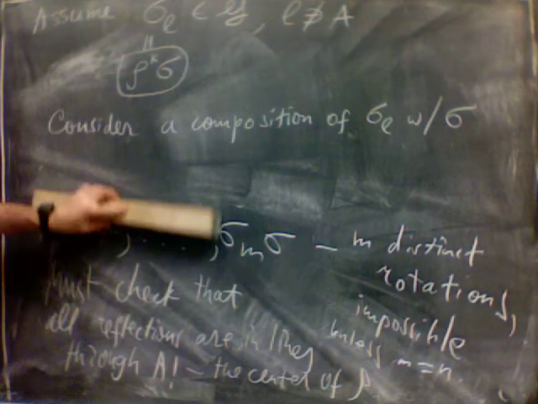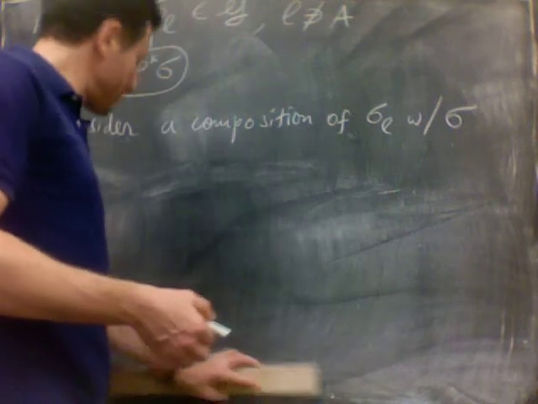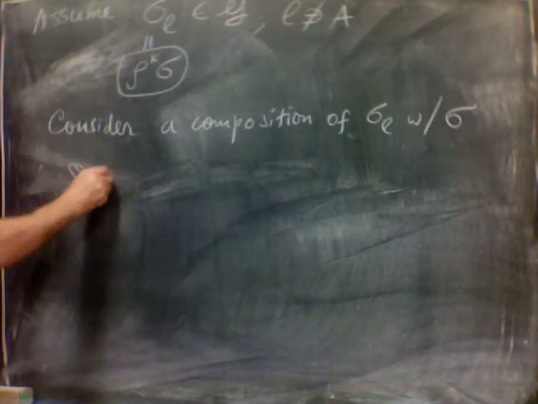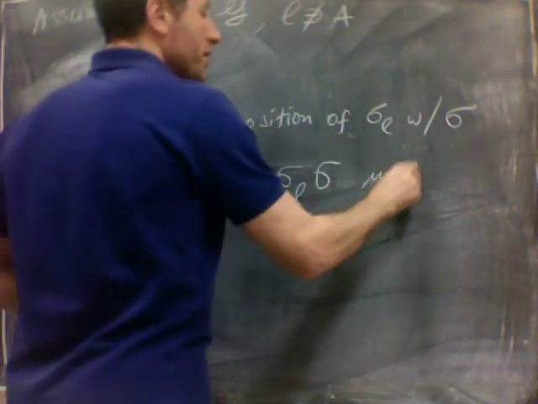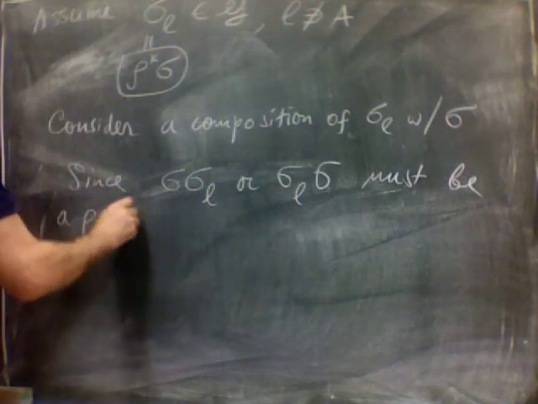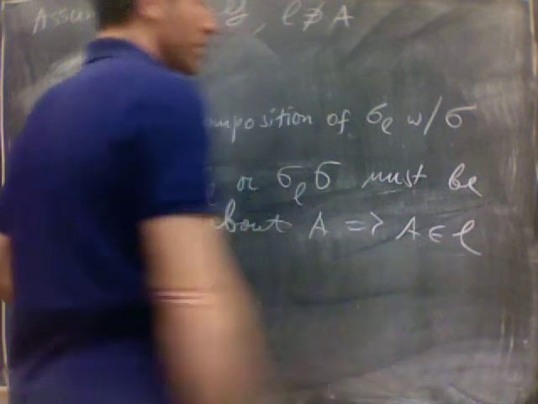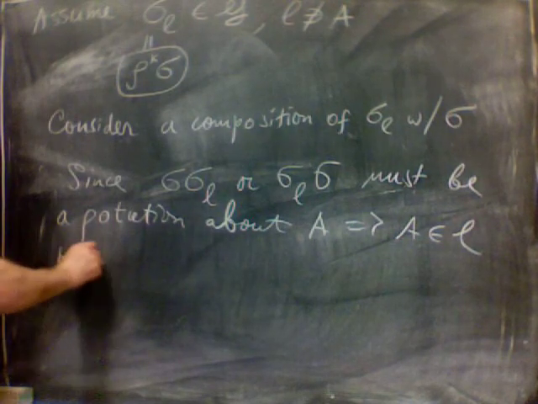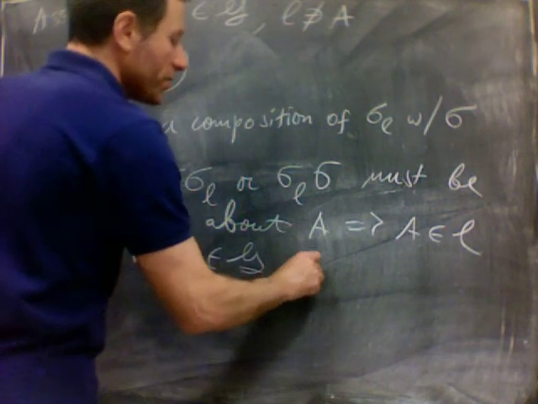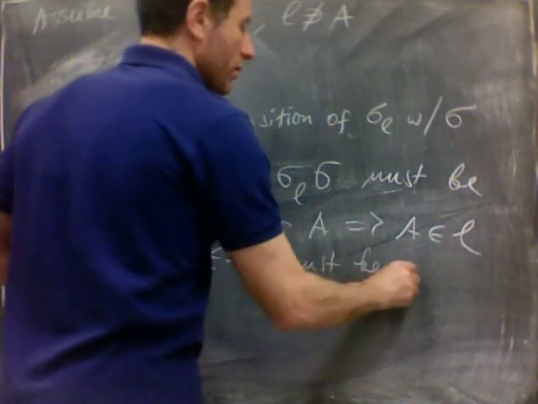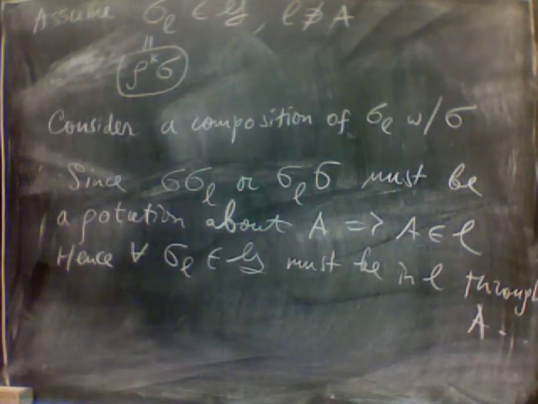So from here it follows that, since we cannot have rotation with a different center, sigma sigma L or sigma L sigma must be a rotation about A, hence A must be in L, and we conclude that any sigma L inside the group must be a reflection in a line through the center of the rotations.